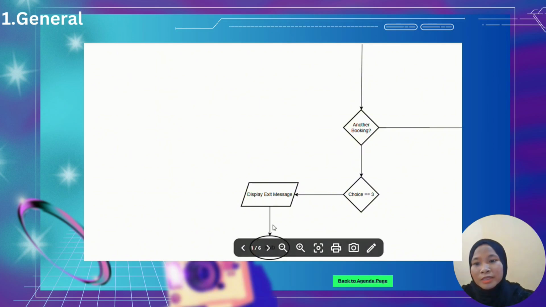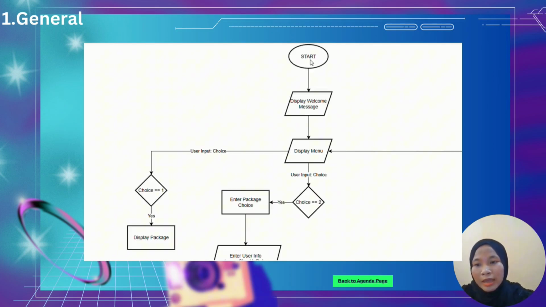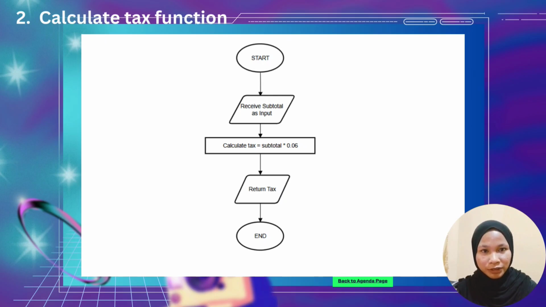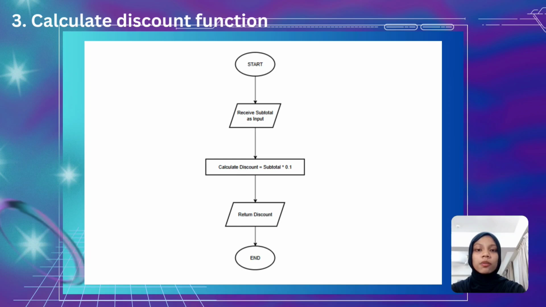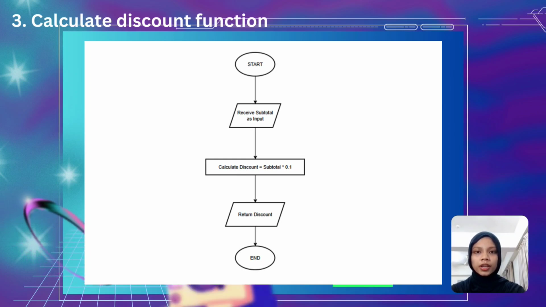And next, calculate tax function. Firstly, start. Next, receive subtotal as input and then calculate tax function, which is subtotal multiplied by 0.06. Then return tax. Lastly, I will present the calculate discount function. First is start. Next, we will receive subtotal as input. Next, we will calculate the discount. Calculate discount equals subtotal multiplied by 0.1. Next is return discount. Lastly is end.